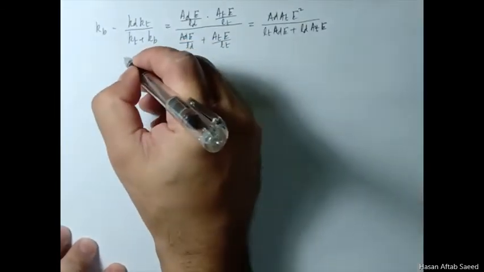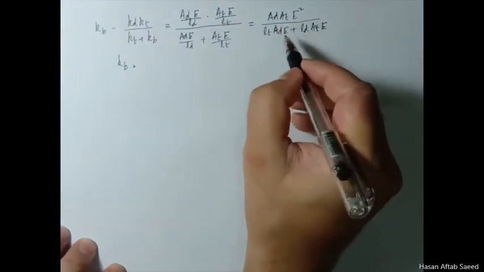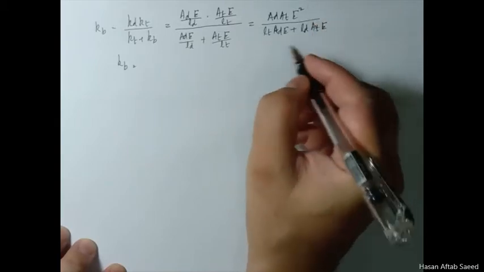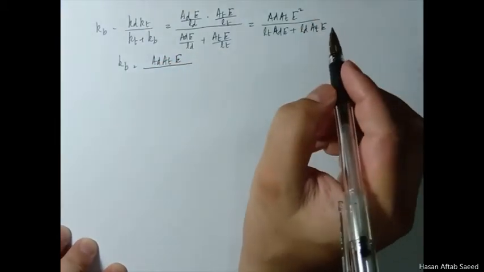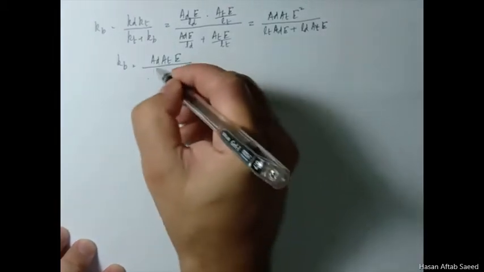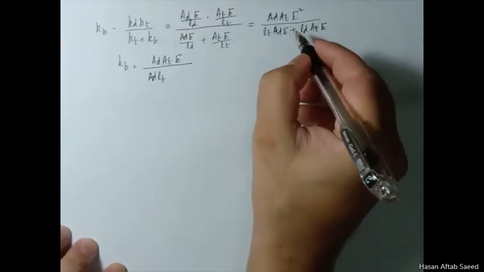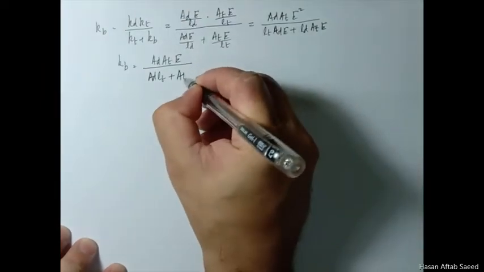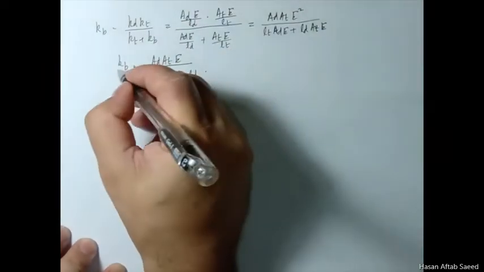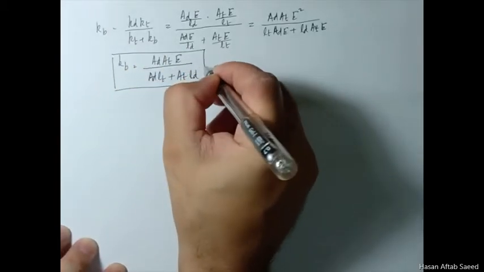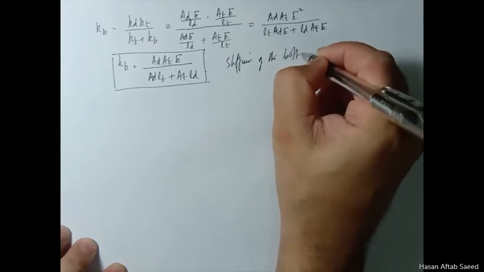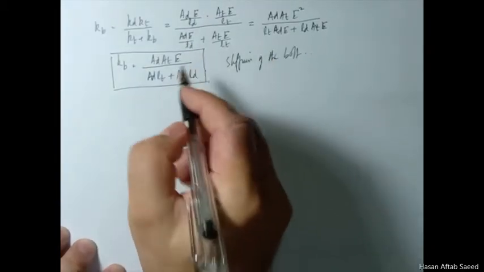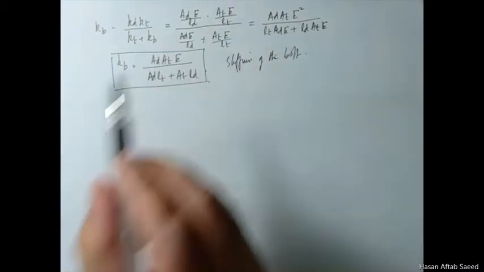And even this can be simplified further, because you can take this E common, and then this one of the square vanishes. So you have ADE over ADLT plus ATLT. This is the expression for stiffness of the board, and you have all these values. You can easily figure out all these values for a given problem.